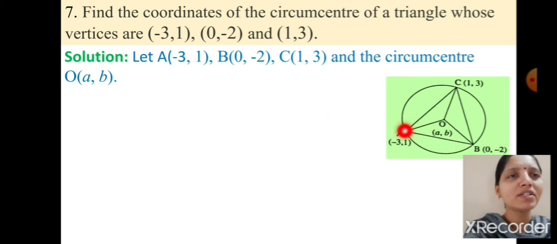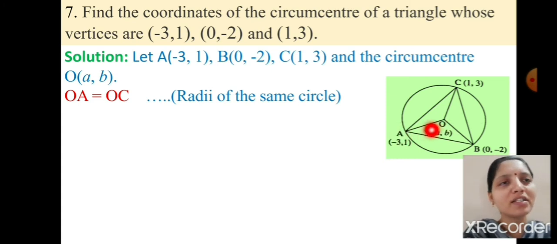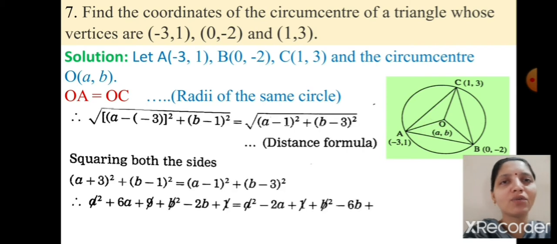So what is given here? We know that O is the center of the circle. So OA is equal to OB is equal to OC. Okay. So let's consider OA is equal to OC, radii of the same circle. Now how can we find the distance OA? Yes, by using the distance formula. Let's write down here. Therefore, what is the distance formula? Square root of (x2 minus x1) whole square plus (y2 minus y1) whole square.